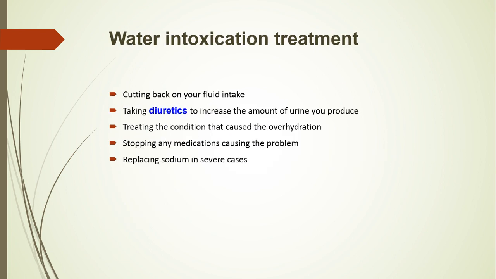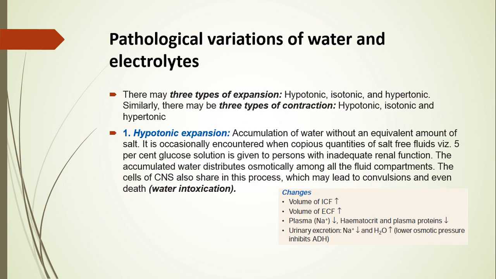Water intoxication treatment is cutting back on water intake, or taking a diuretic so that there is increased production of urine, and stopping any medication that can cause water intoxication, or treating the underlying condition that can cause overhydration. And in most severe cases, there is replacement of sodium.